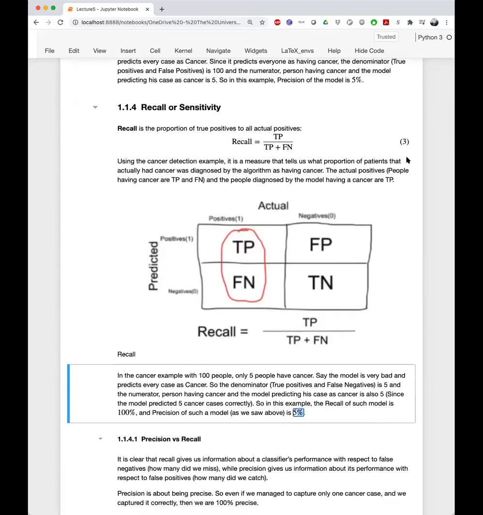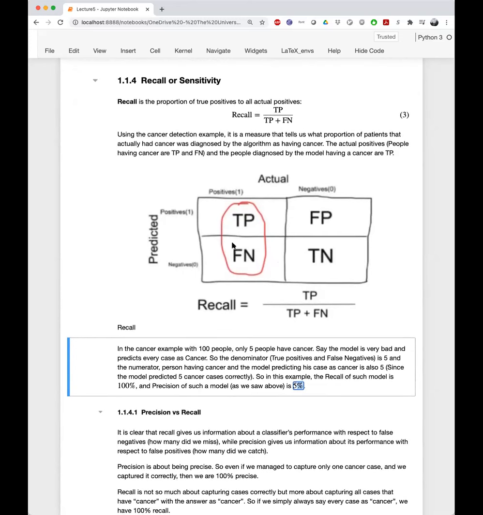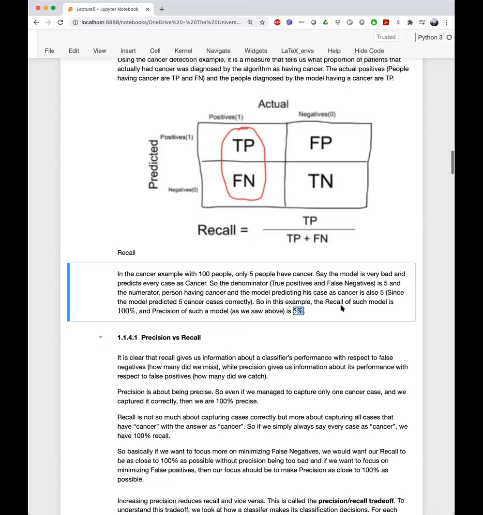Then you want the model to minimize the false negative, right? Because false negative is very dangerous. Your model labels a person as no cancer, but actually the person has cancer. So you want to minimize FN. When you minimize FN, you are actually trying to increase recall, because FN is decreased, the recall is increased. So for the cancer detection problem, you prefer a model which has a higher recall.